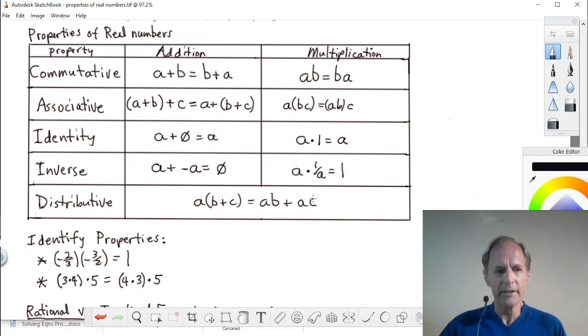So there's the properties. I'd like to just pause a few seconds to think about where these came from. Why do we say these are properties? Who says? Says who? These are the properties of real numbers.